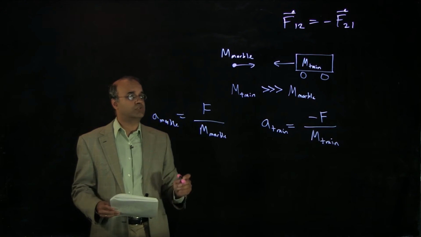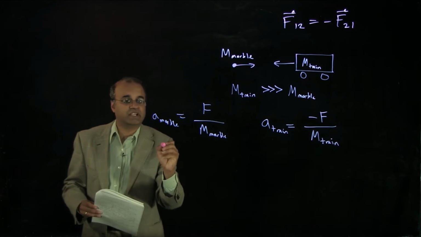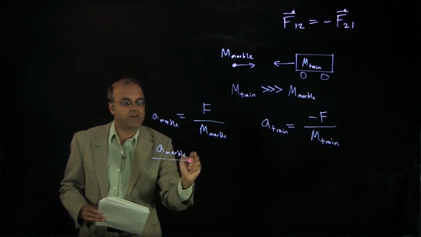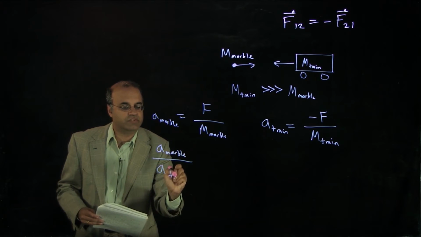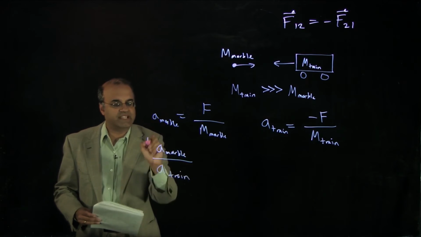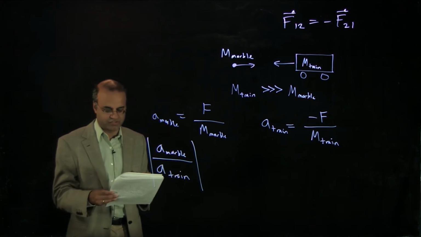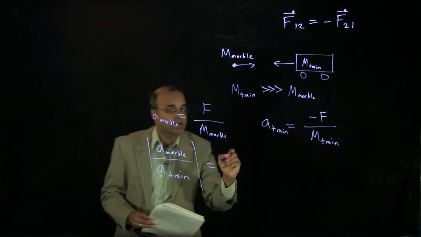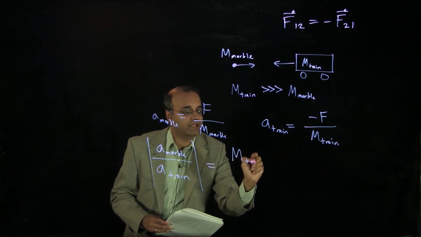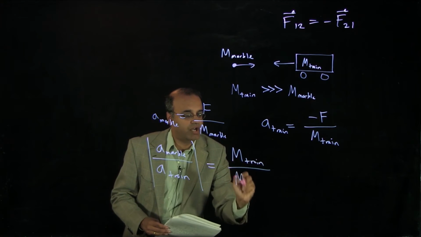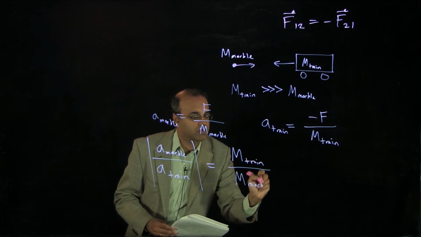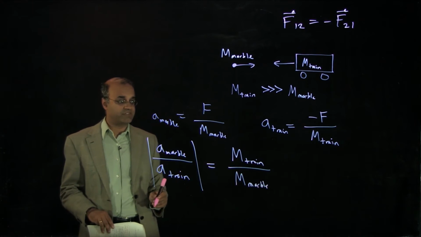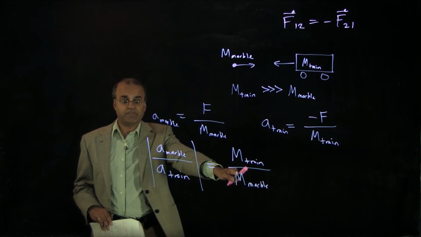And so if I want to look at the ratio, how big is the acceleration of the marble divided by the acceleration of the train? And let's take the absolute value, so we're just talking about magnitudes here. That's going to be equal to the mass of the train divided by the mass of the marble. But the mass of the train is much, much, much larger than the mass of the marble. So the right-hand side here is a very, very big number.